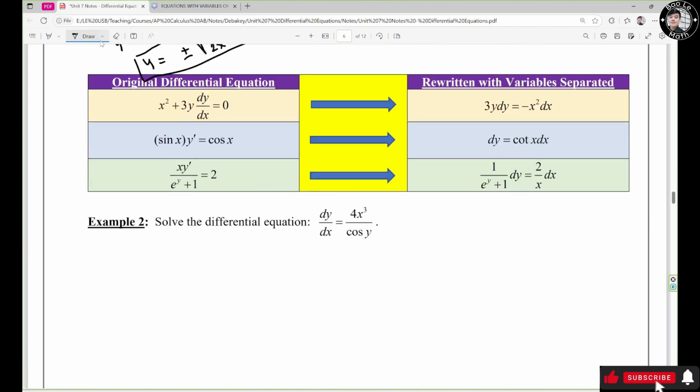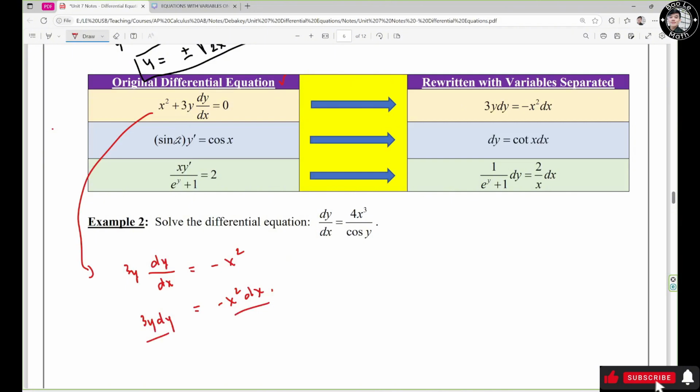Now look at this table right here, the original differential equation. Now s squared plus 3y times dy over ds equals 0. I need to subtract s squared from both sides, so this turns out to be 3y times dy over ds equals negative s squared. Multiply both sides by ds, so I get 3y dy equals negative s squared ds. So you already successfully separated y and s: y on the left, s on the right.